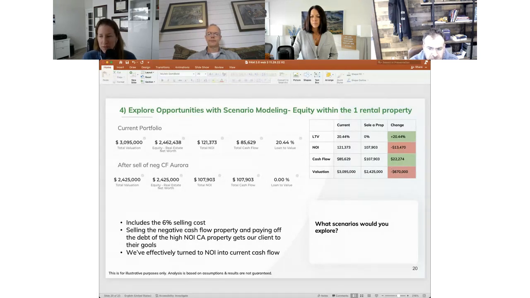So here's a little scenario over to the right here. His overall portfolio valuation does go down, but his cash flow goes up. That is interesting to consider, because when you're in your growth phase, you want this valuation to go up. But in this individual's case, he's at the end of his investment career. He just wants to set it and forget it. So he's more focused on this column right here. So what scenarios would you explore?